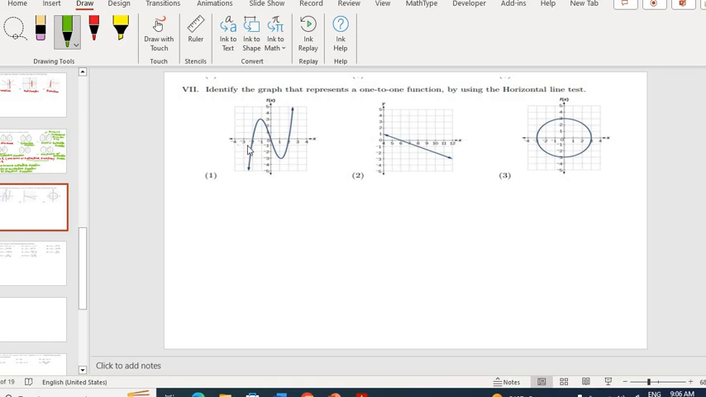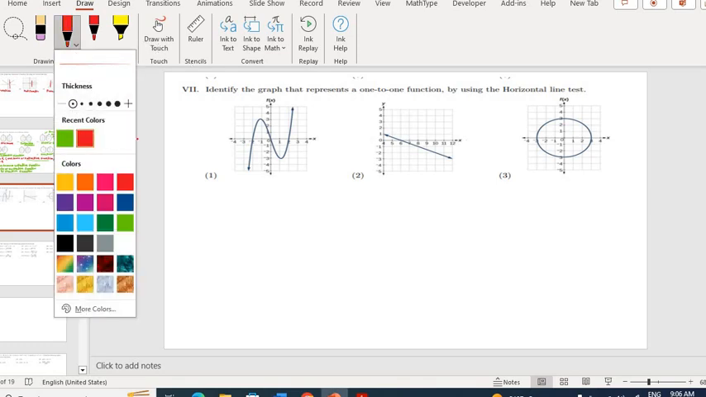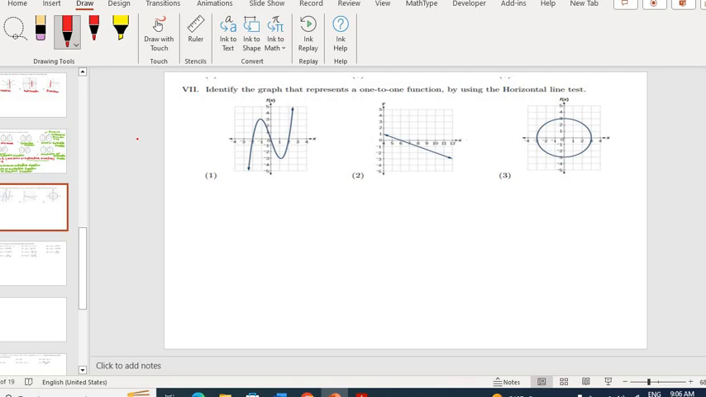Now question number 7. Identify the graph that represents a one-to-one function or not. Any pictorial diagram will represent a one-to-one function when it passes the horizontal line test. If it passes the horizontal line test, then it is a one-to-one function or injective, otherwise no. So I'm going to check that one. I'm going to draw a horizontal line. See that one, the horizontal line crosses here and here, more than 2 points. So it is not a one-to-one function.